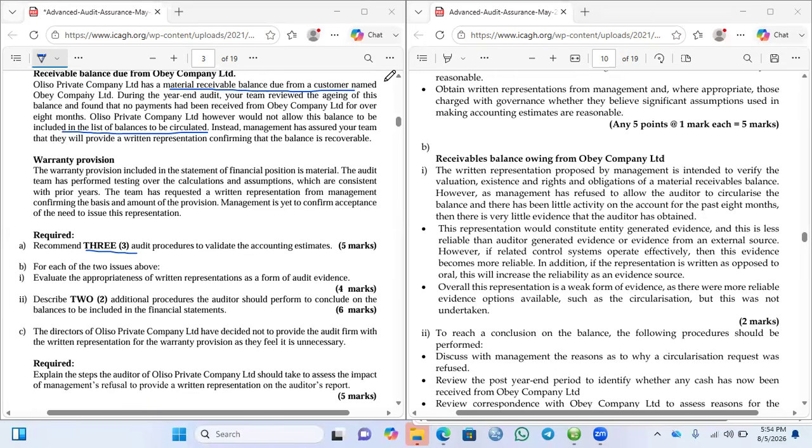So I'm saying that obviously they're not wanting it to be confirmed to be a sign that they're hiding something. Exactly. So it means that the written representation they gave there is not an appropriate audit evidence the auditor can rely on. I think that was what the question is trying to seek. Evaluate the appropriateness of the written representation as a form of audit evidence. Okay.